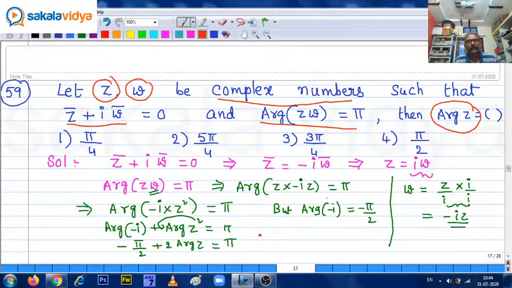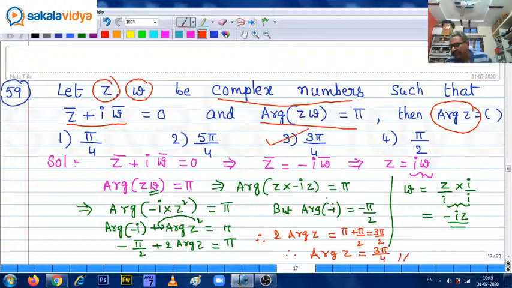Okay, therefore 2 arg Z is equal to pi plus pi by 2. This is 3 pi by 2. Therefore arg Z is equal to 3 pi by 2 by 2, 3 pi by 4. So the third option is the right option. All of you check your solutions now.